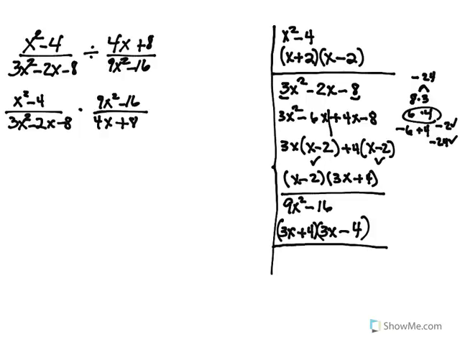That one is factored. And then we're going to factor 4x plus 8. Again, I have a binomial. There's a GCF present. The GCF is 4. Factor that out. So now I'm going to rewrite my problem using the factors.